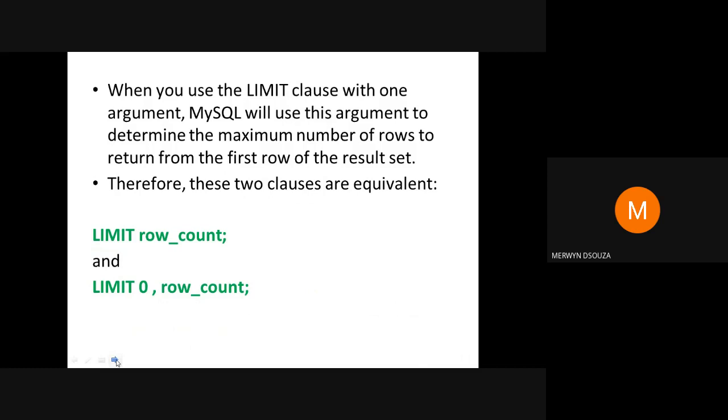When you use the limit clause with one argument, MySQL will use this argument to determine the maximum number of rows to return from the first row of the result set. Therefore, the following two queries are equivalent. You could write limit row count or limit 0 comma row count. So this will specify how many rows are to be returned by the limit clause.